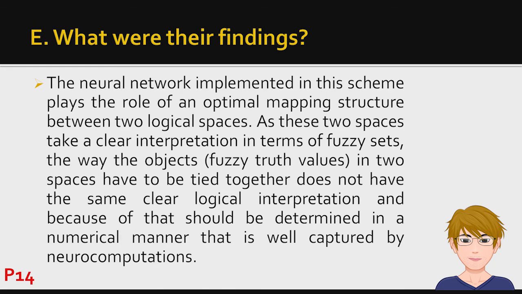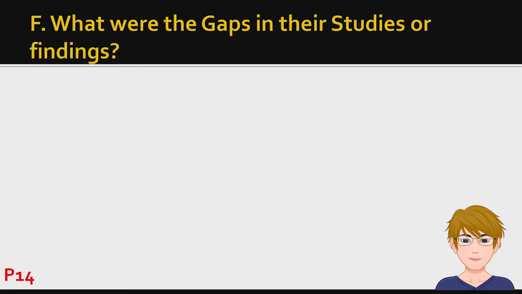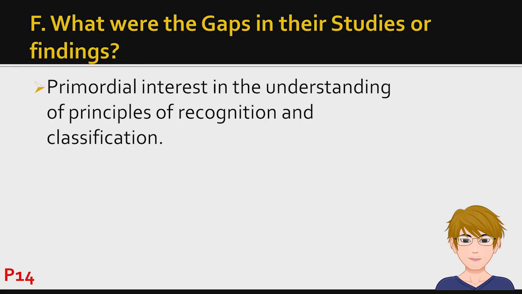The neural network implemented in this scheme plays the role of an optimal mapping structure between two logical spaces. While these two spaces have a clear interpretation in terms of fuzzy sets, the way the fuzzy truth values in the two spaces have to be tied together does not have the same clear logical interpretation, and because of that, it should be determined in a numerical manner that is well captured by neurocomputations. So, that is it, it is long. Letter F, what were the gaps in their studies or findings? Primordial interest in the understanding of principles of recognition and classification.